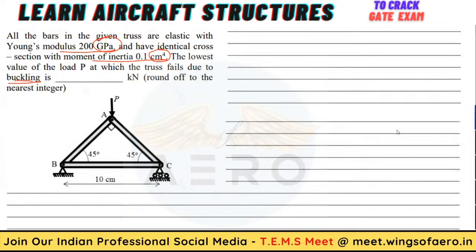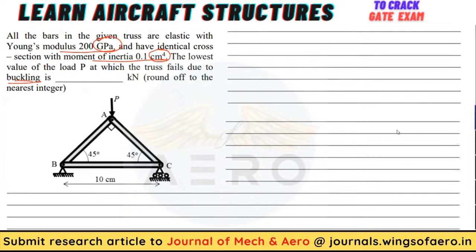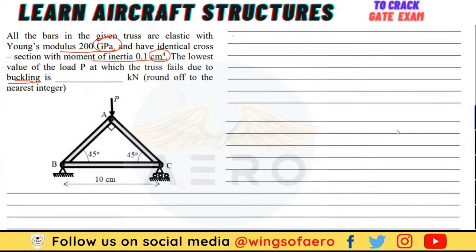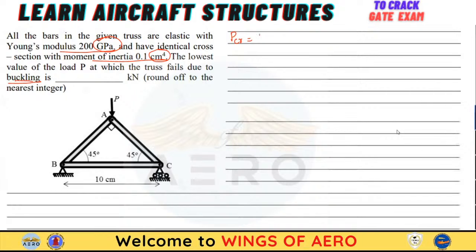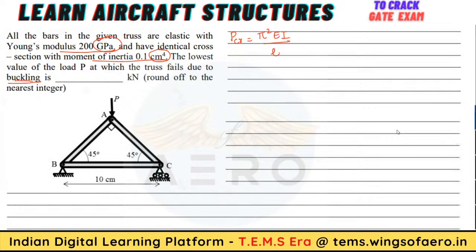Now, in the previous session we have already crossed through buckling, right? You remember we found it out. So for buckling, what was that formula based on Euler's equation? P critical equals pi square EI by LE square. Very good. Okay, now this is the formula.